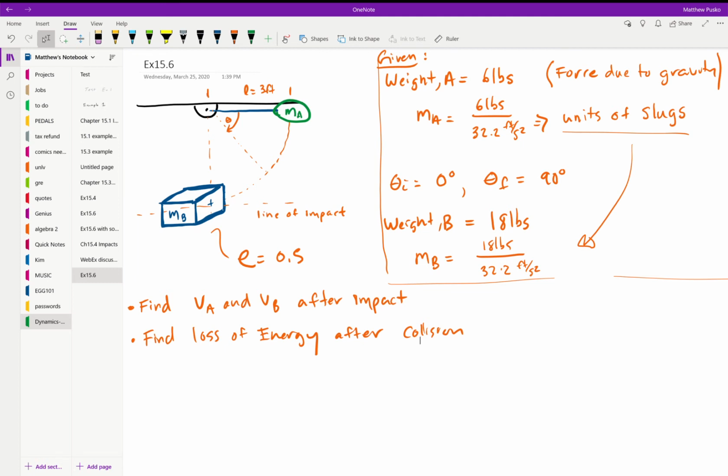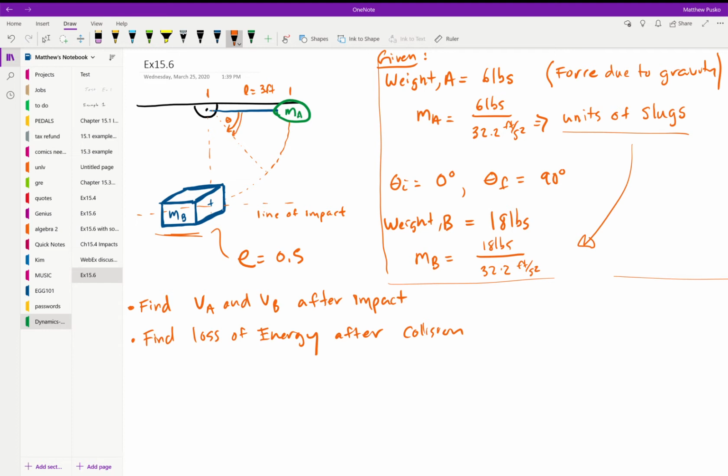Alright, I'm going to do example 15.6 for you. What we have is a big block sitting on the ground, which is labeled mass B, right here, and pulled all the way level with the ceiling is a big sack of flour or a sack of sand or something we're going to call mass A. And we're going to measure theta from that angle.